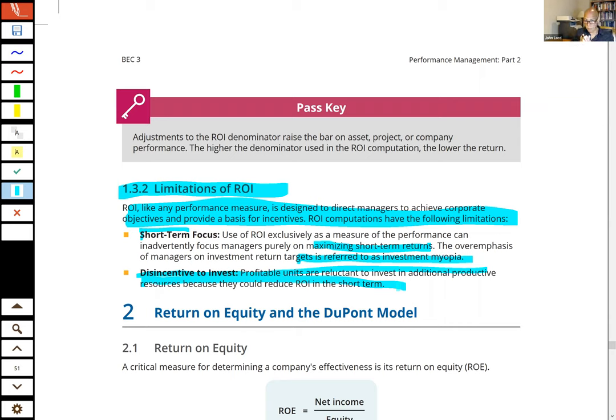So what have you done? You've just lowered your return on investment because you've increased the base without time to generate sales to make up that difference. And so an entity maybe would be reluctant to go ahead and invest in something that could be productive over time, right? So it has a short-term focus, okay? Okay, good, flashcard on that.